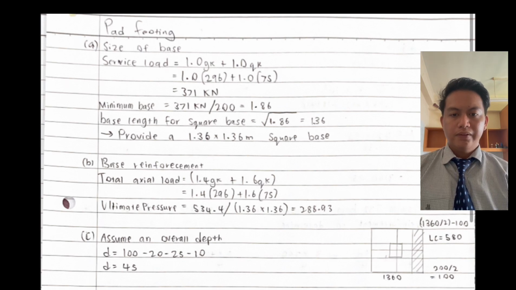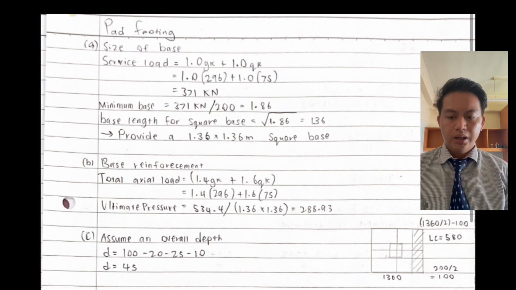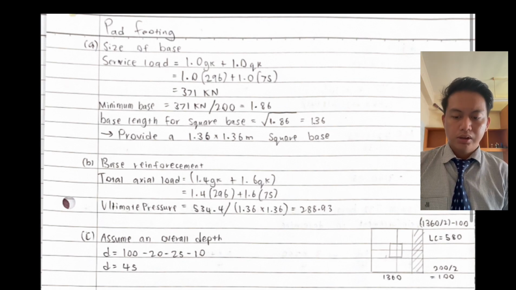My name is Evan Dinil Miki, and I'm going to talk about the pad footing for our project. First of all, I'm going to talk about the size of base, which contains the service load. The service load that we got is 371 kN, and from that we provide a 1.36 square base. And then moving to the next step is base reinforcement.